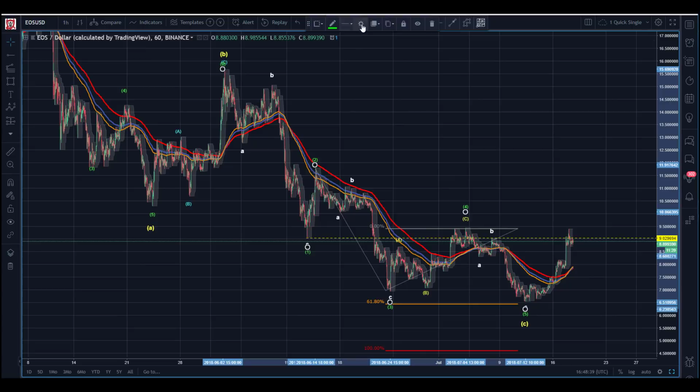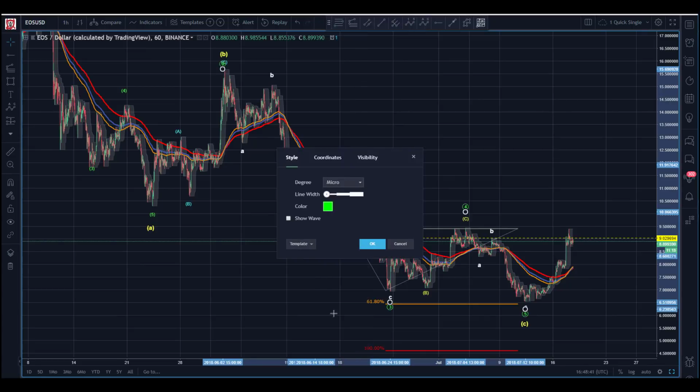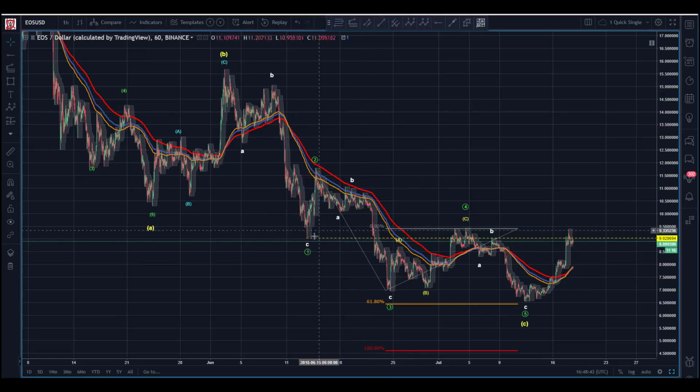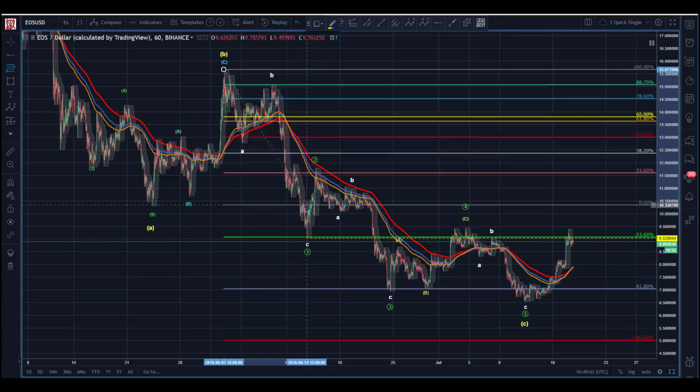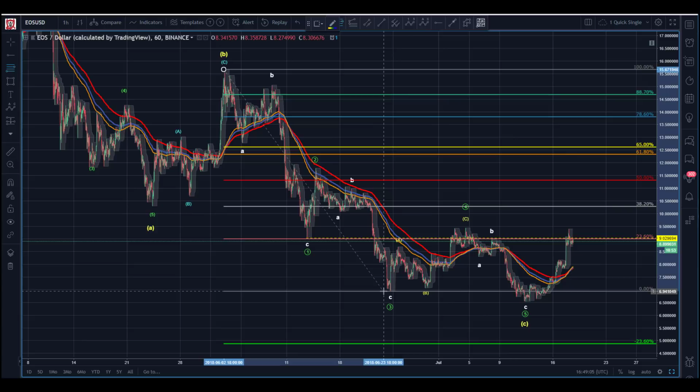We can go up a degree here. Maybe that'd be easier to see. All right, so there's my 1, 2, 3 here overlapping the 1, thus confirming the diagonal. And then we finish with an ABC down here. And interestingly, within a couple ticks of the 618, commonly found in a diagonal. The other thing we'd look for is any type of relationship between the start of the 1 through the 3rd coming up to the 4.